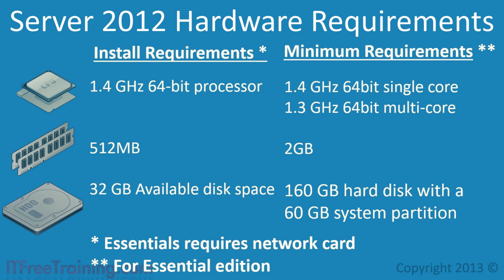For the Essential Edition, Microsoft recommended 160 gigabytes of hard disk and, if possible, 60 gigabytes of that used for the system partitions. In other words, a 60 gigabyte partition just for the operating system. You can see that the install requirements will get Windows Server 2012 up and running, but in the real world, you will want more than this if you want to do anything other than install Windows Server 2012.